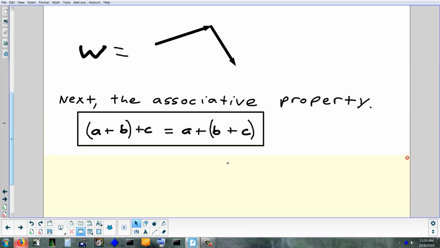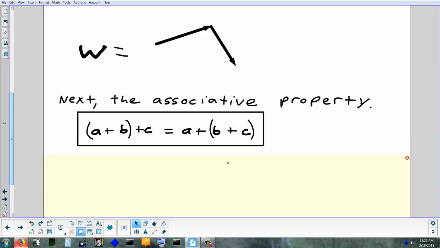ABC, ABC. Okay, but on the left, A and B are best buds, right? They're in parentheses. On the right, B and C are associating. They're together. Right? So just think of it as like associative is who you associate with. The friends are inside parentheses. So it's just changing who's with who.